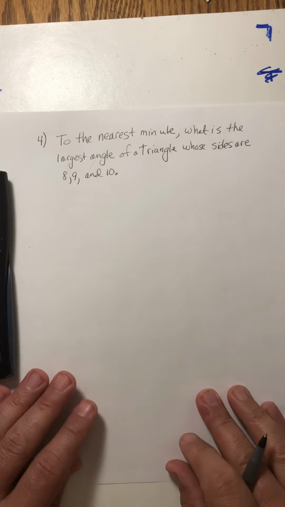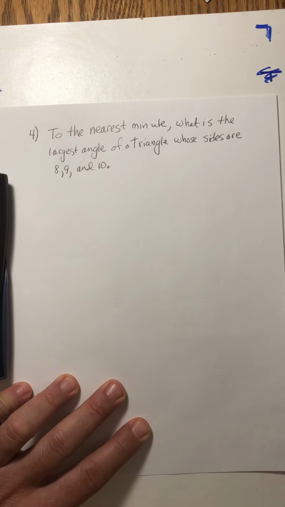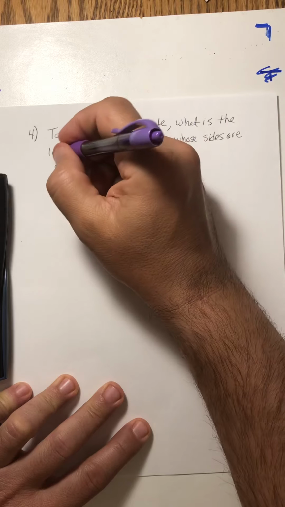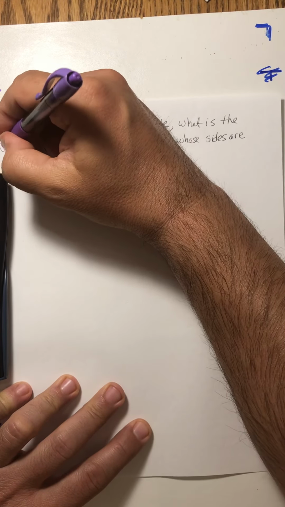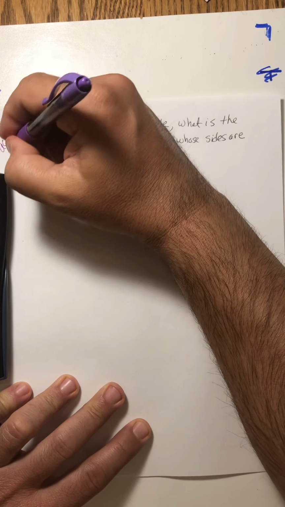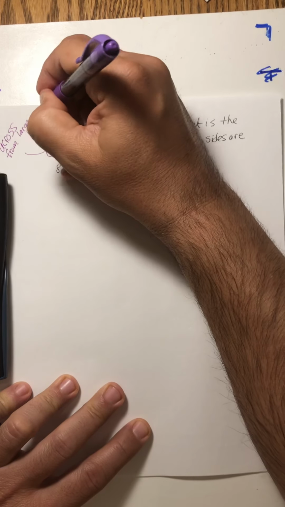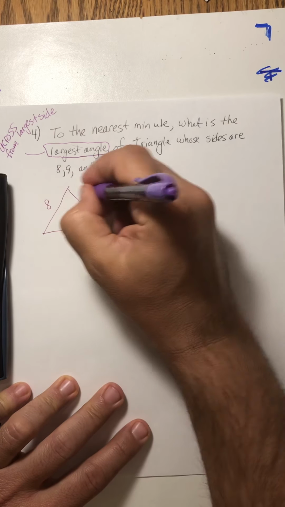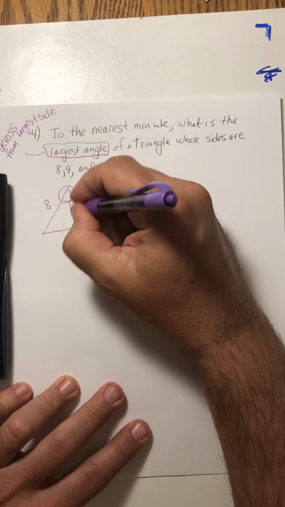Okay, so essentially the same question. To the nearest minute, what is the largest angle of a triangle whose sides are 8, 9, and 10? Well, the largest angle is across from the largest side. 8, 9, 10. Here's my longest side. Here's the angle that we're finding.